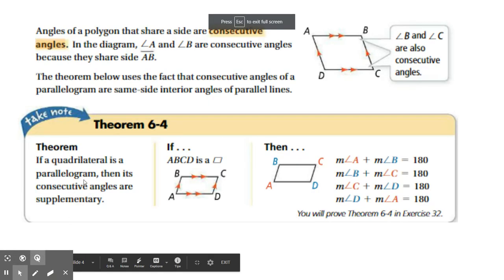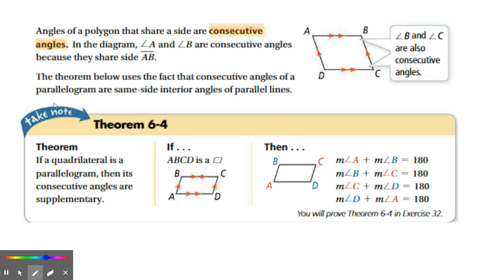Next idea. Okay, so now we need to talk about consecutive angles. Consecutive angles are angles that share a side. So, for instance, angle A and angle B share side AB. B and C are consecutive, C and D are consecutive, and then D and A are consecutive. You have 4 pairs of consecutive angles.